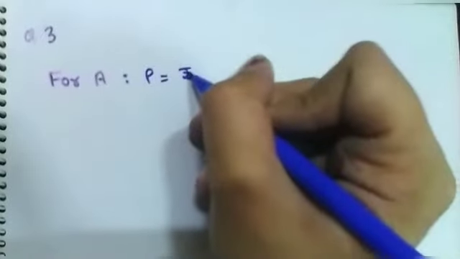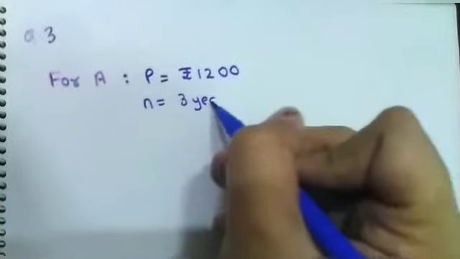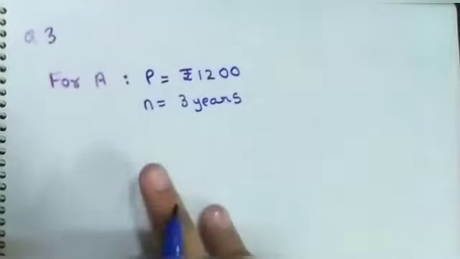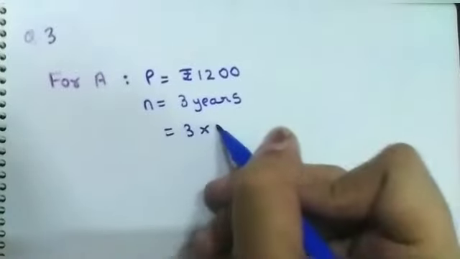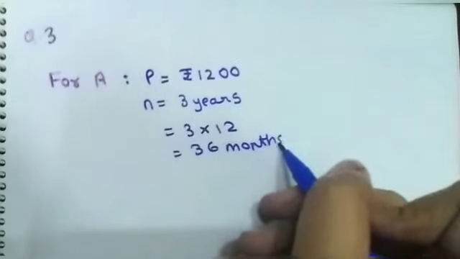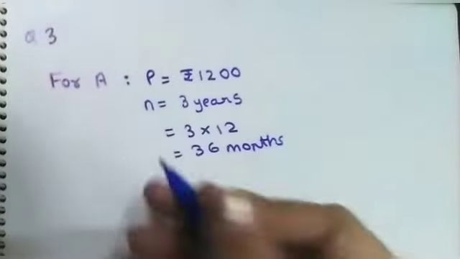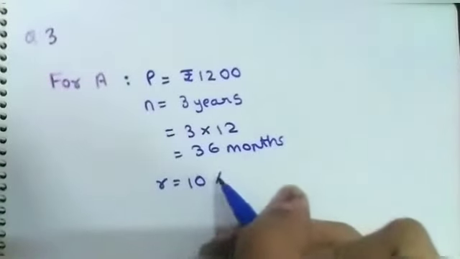It is written that A deposited 1200 rupees per month for 3 years, meaning the sum deposited P is rupees 1200. It is given that N is equal to 3 years. I have always told that convert N into months because N means number of months. So 3 into 12 because 1 year is 12 months, so 36 months. Now it is given in the last statement that the rate of interest paid by the bank is 10% per annum. Now both A and B deposited in the same bank, so the rate of interest would be the same for both. So R is equal to 10%.